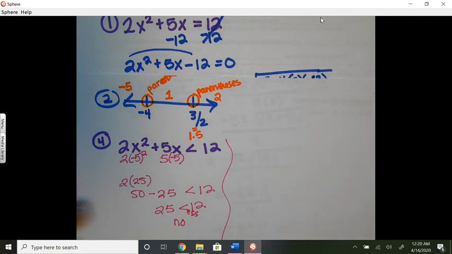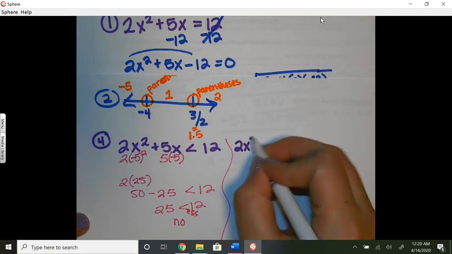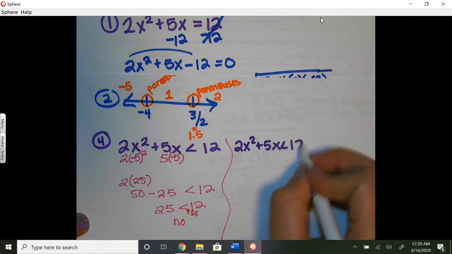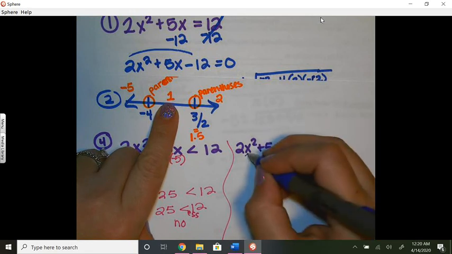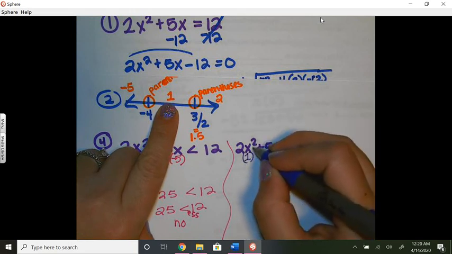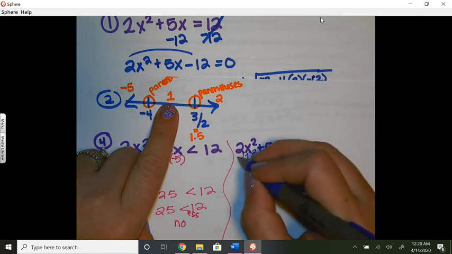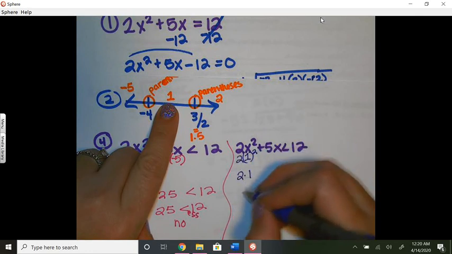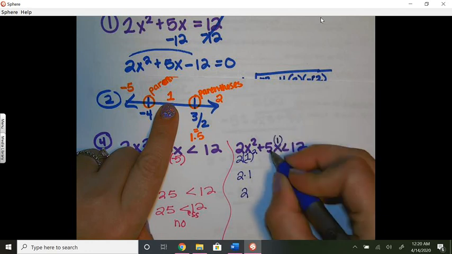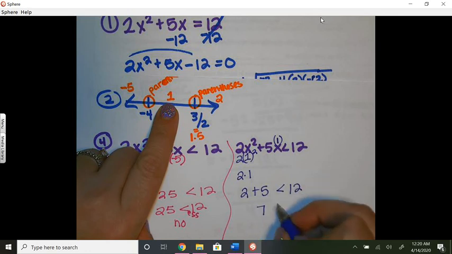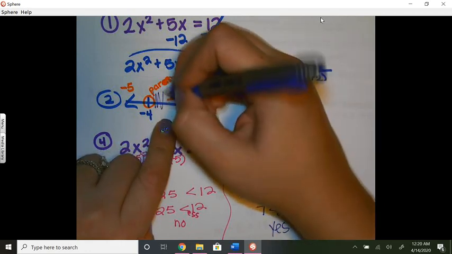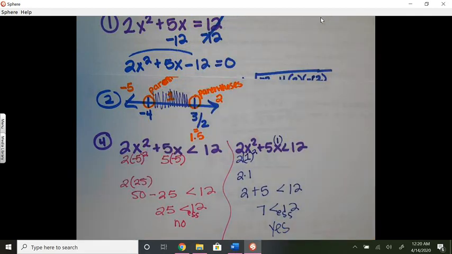Now we're going to do it again. I'm going to plug in 1 for x. And again, if you don't like 1, don't pick 1. So I'm going to do 1 squared, which is 1, and then 2 times 1 is 2. Then 5 times 1 is 5. We get 7 is less than 12, and that is a yes, that's true. So then I'm going to shade everything in between there.